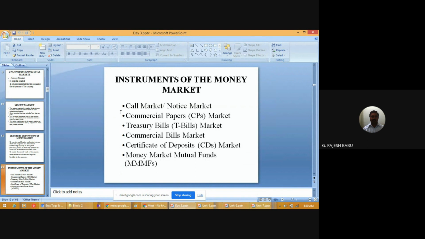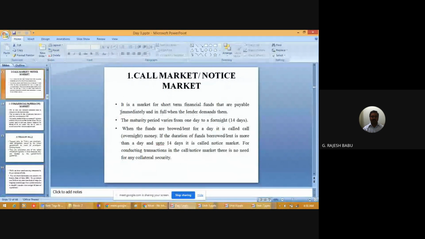First, we discuss the call market or notice market. It is a market for short-term financial funds that are payable immediately and in full when the lender demands them. For this reason, call money is also known as money at call. The maturity period varies from 1 day to a fortnight.